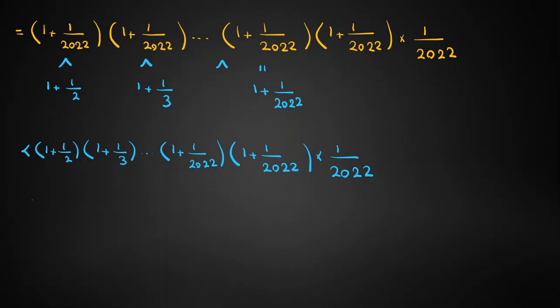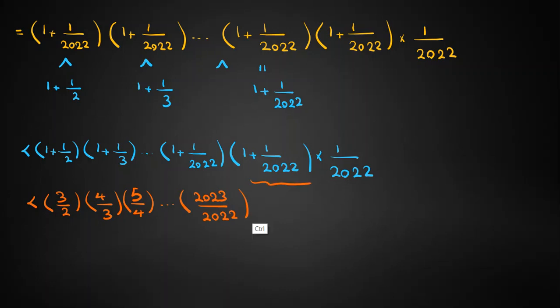Okay, we want to see that 1 plus 1 over 2 is what? Let me write this part. 1 plus 1 over 2 is 3 over 2. The next part is 4 over 3, that is 1 plus 1 over 3. The next one is 5 over 4, up to 2023 over 2022. And this part is equal to 2023 over 2022 times the last part, 1 over 2022.